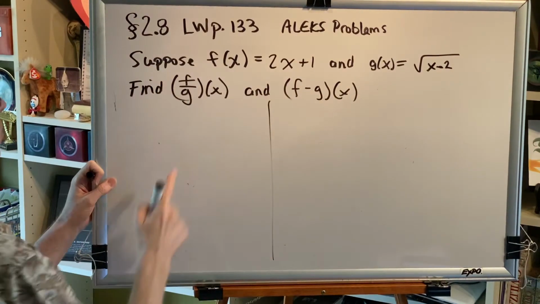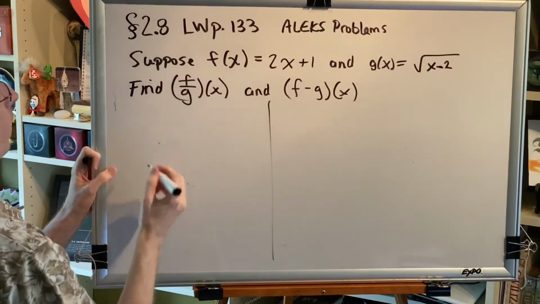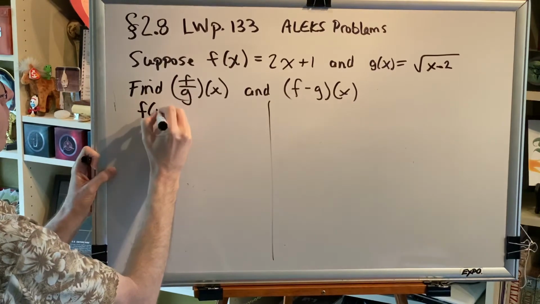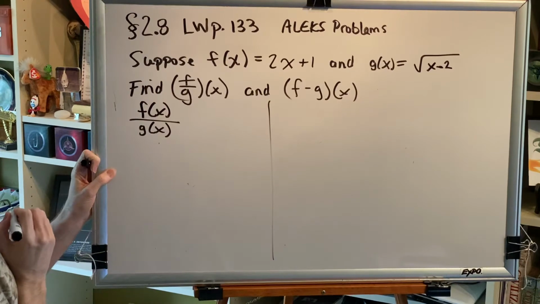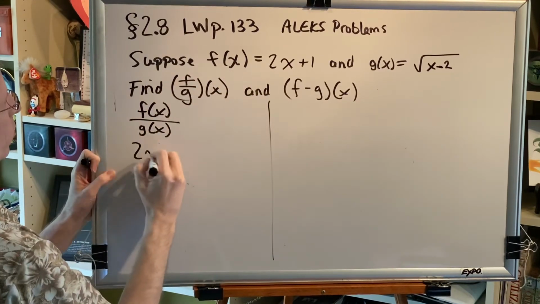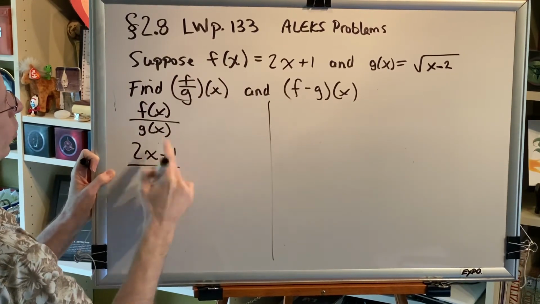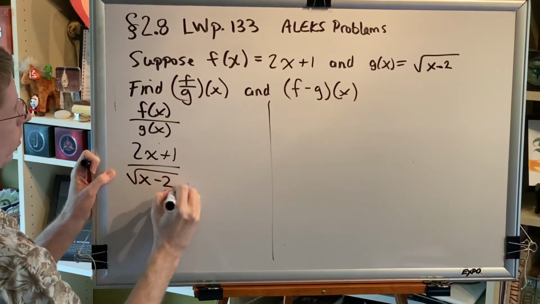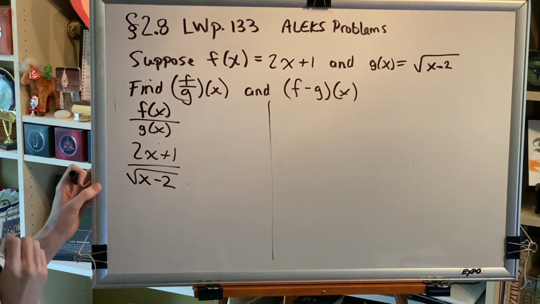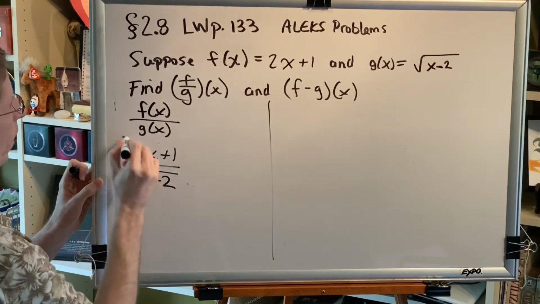Okay, let's start with this one. F over g of x means to take the two functions f of x and g of x and divide them. F of x is equal to 2x plus 1. G of x is equal to the principal square root of the difference x subtract 2. There's nothing here that we can simplify, therefore this is our final answer.